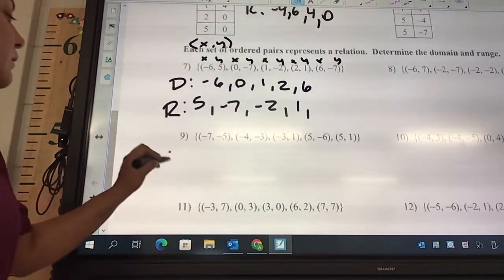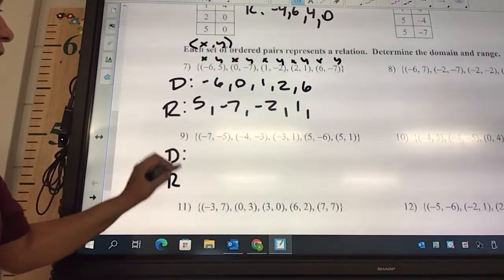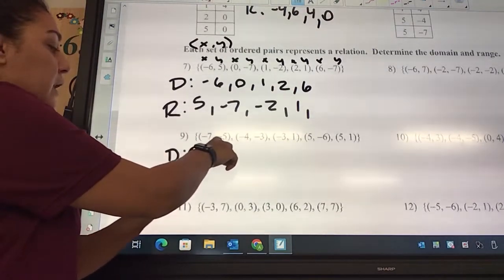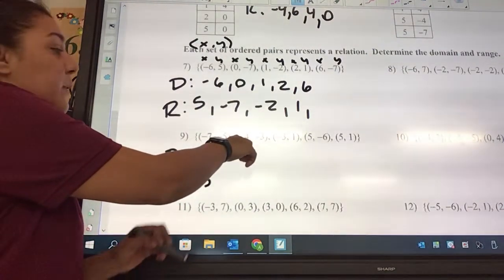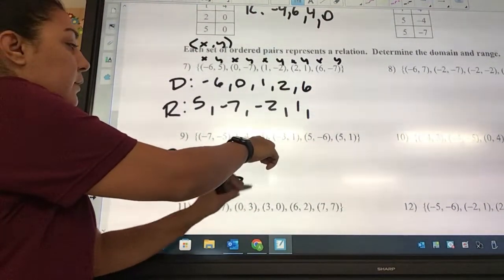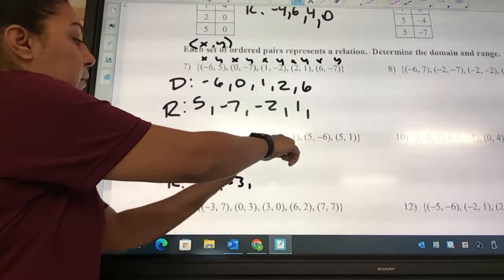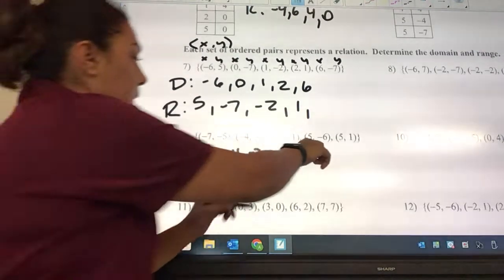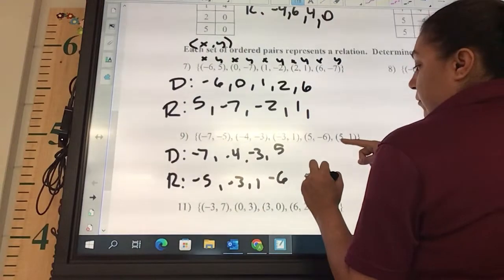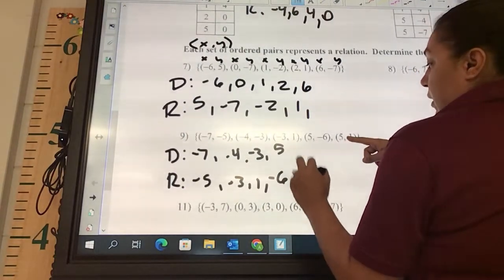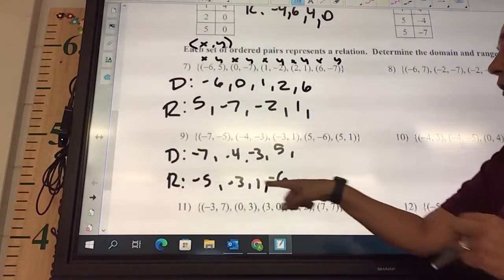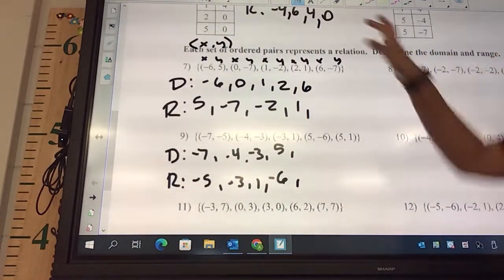Okay, same thing, we got D and R, and you can do it like this too. You can say domain, -7, the range is -5. You can do them piece by piece. Okay, -4, -3, -3, 1, 5, -6, and then I got a 5, that's already on this list, so I don't need to, and a 1, and that's on this list. Okay?